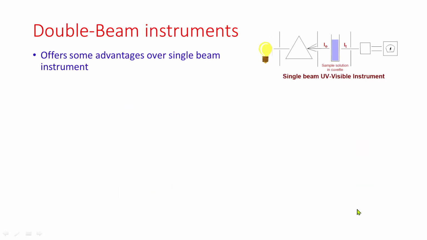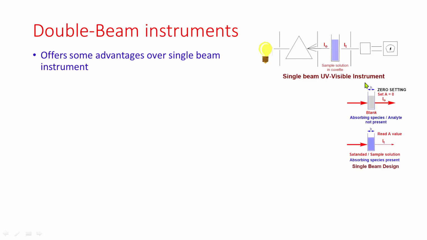Double beam instruments offer some advantages over single beam instruments. This is the case of a single beam instrument, where one has to adjust zero frequently to find the absorbance value of the sample or standard. This diagram shows the variation in intensity of light from a tungsten filament source with wavelength. With wavelength, the intensity of radiation emitted changes.